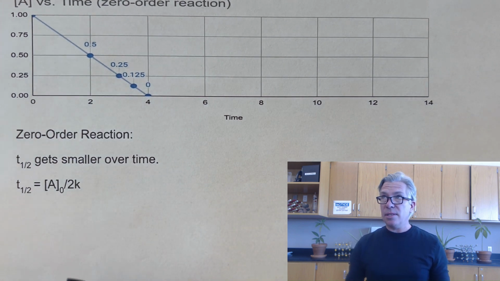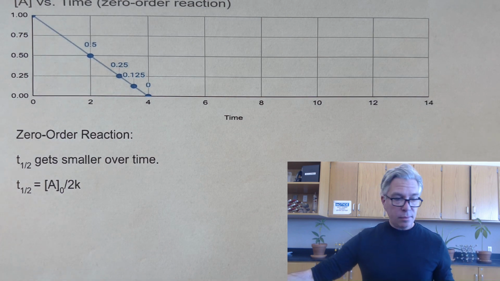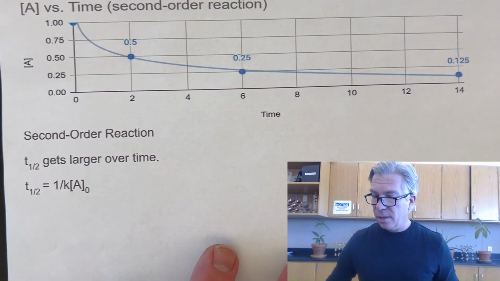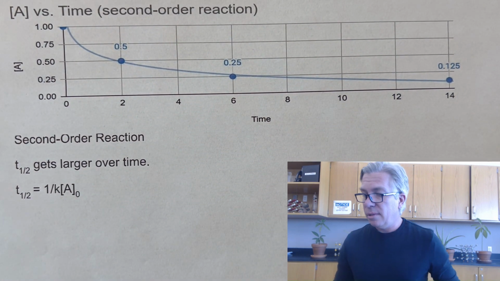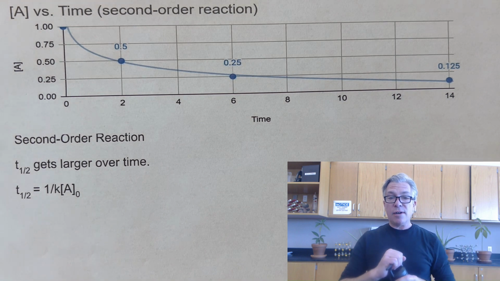And if you ever see a problem that says successive half-lives are 20 minutes, then 10 minutes, then 5 minutes, and they're getting shorter, you know it's probably a zero-order reaction. All right, let's contrast that with a second-order reaction. Now, a second-order reaction depends on the square of how much stuff you have.